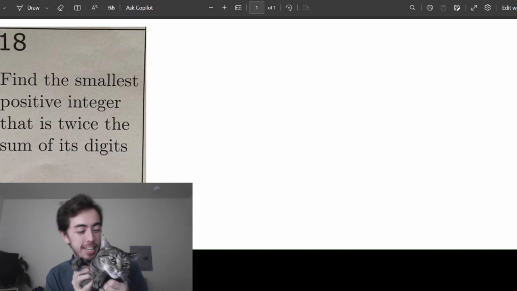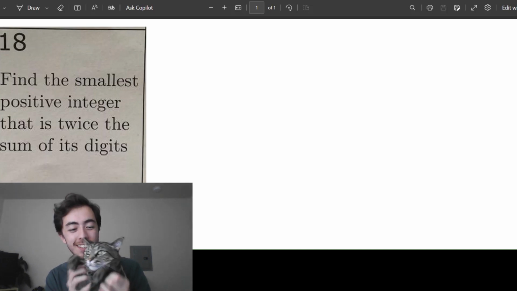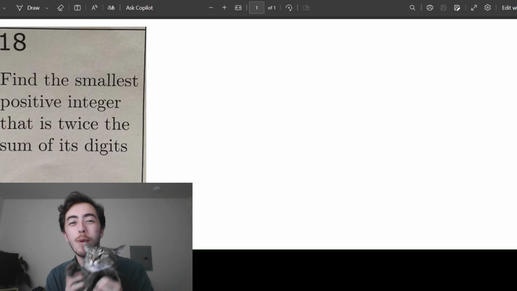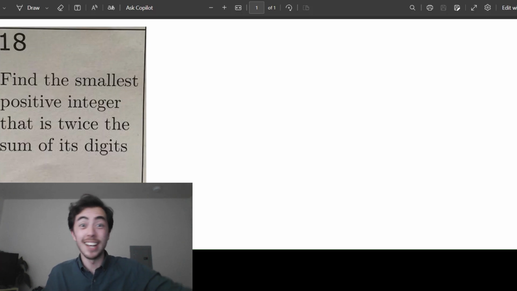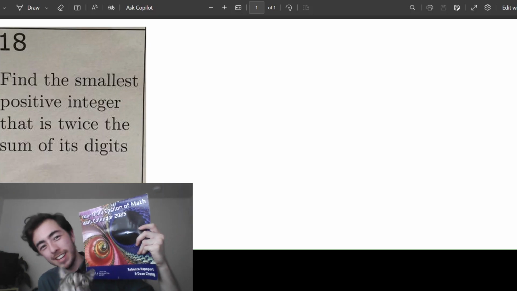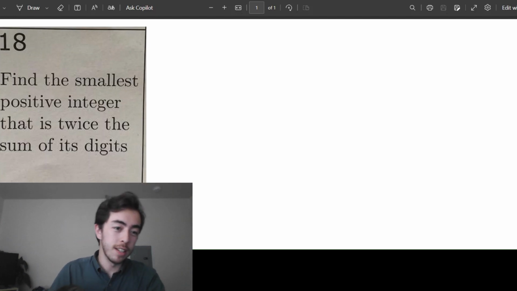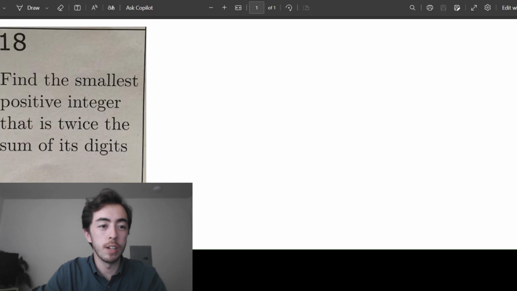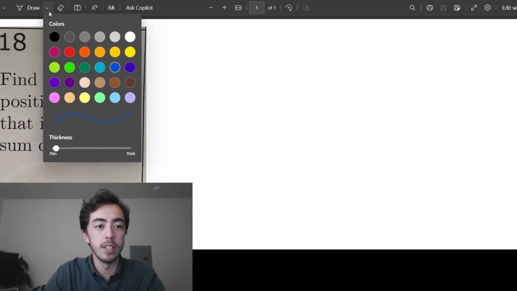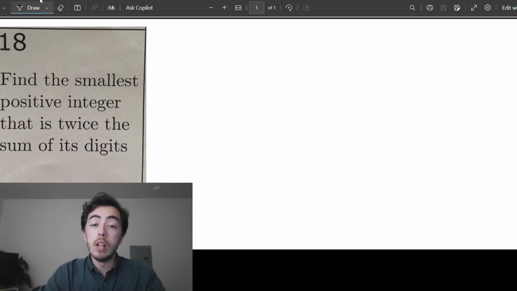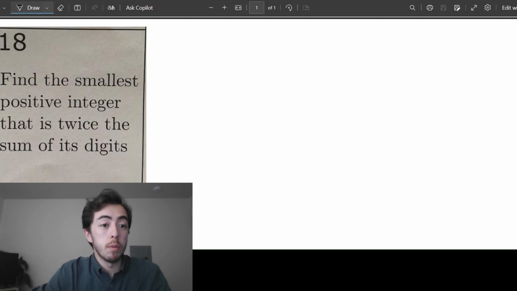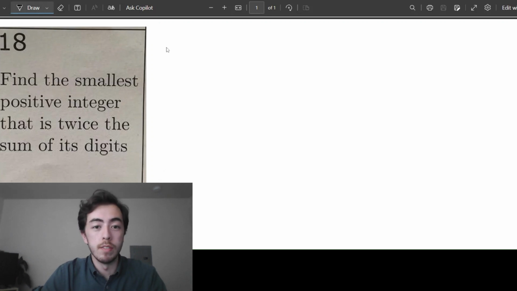Today is July 18th, and we're solving problem number 199 from the Daily Epsilon calendar. We need to figure out why 18 is the smallest positive integer that is twice the sum of its digits. Well, let's try to see what happens when we pick even smaller positive integers.